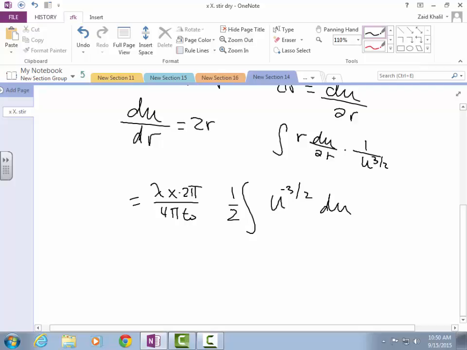It's n plus 1 over n plus 1. That's right. So you end up with boom, boom. You cancel those out. You get lambda x. I'll even cancel out the pi's. And then you get 4 epsilon 0. And then you get u to the negative 1/2 divided by negative 1/2. So minus 2 du. That's right. That is the power rule.